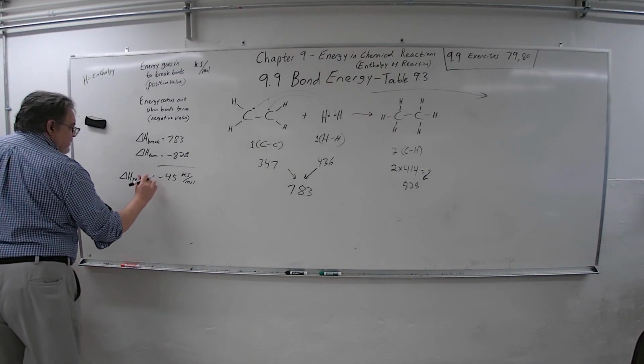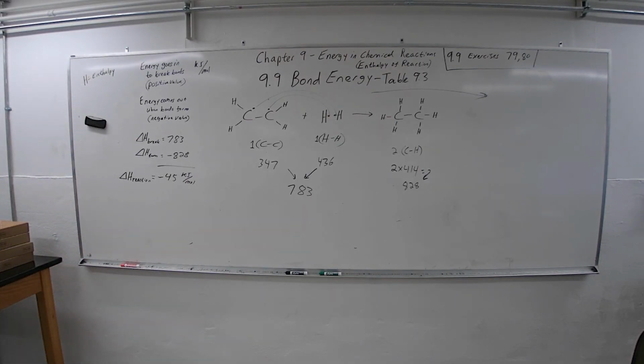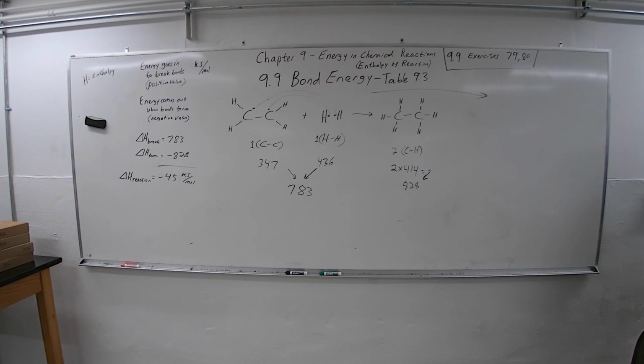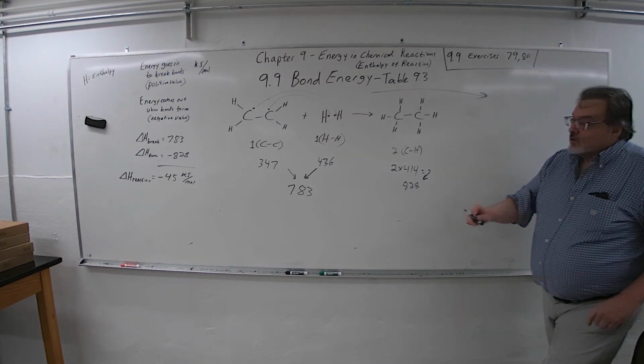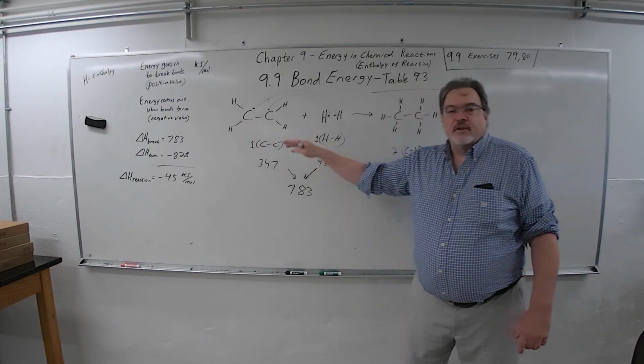So is it endothermic or exothermic? It's exothermic. Are the bonds in the reactants stronger than the bonds in the products? No. The bonds in the products are stronger than the bonds in the reactants. So there's an example. The key is figuring out which bonds are breaking and which bonds are forming. Notice these bonds never broke, so those weren't involved in any of this.